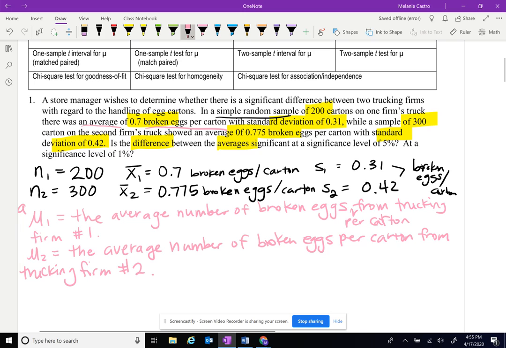Okay, so that's part A. So part A is just asking you to identify the correct parameters and define them. Part B, we're going to need to set up the pair of hypotheses. So this is where we're saying, is there a difference? Okay, they don't indicate a direction if one is better than the other. So I'm going to pause and let you answer, which one is our pair of hypotheses.